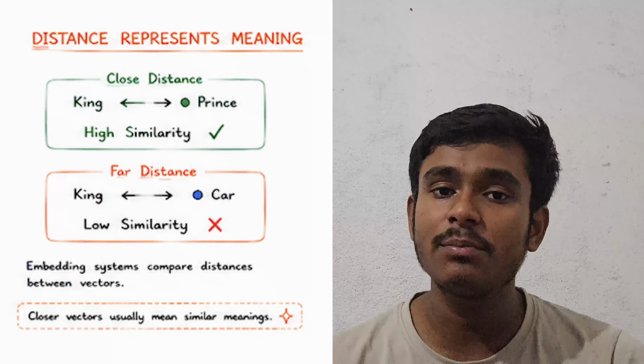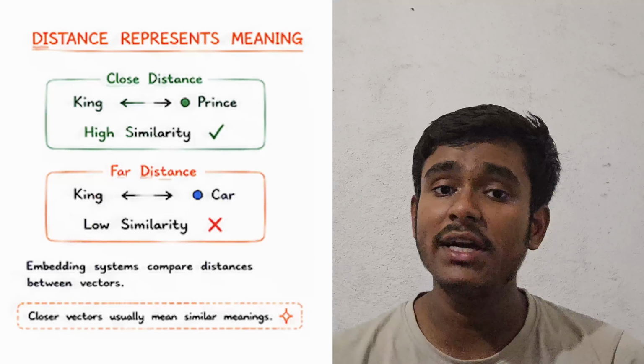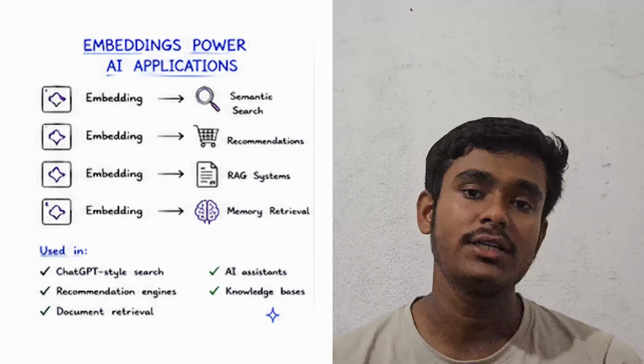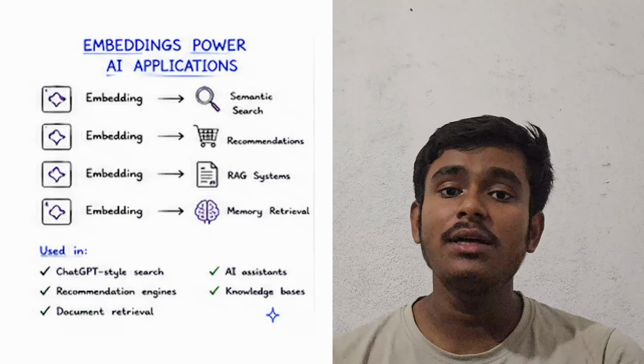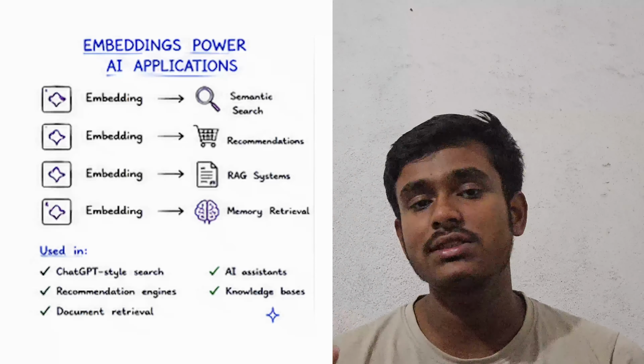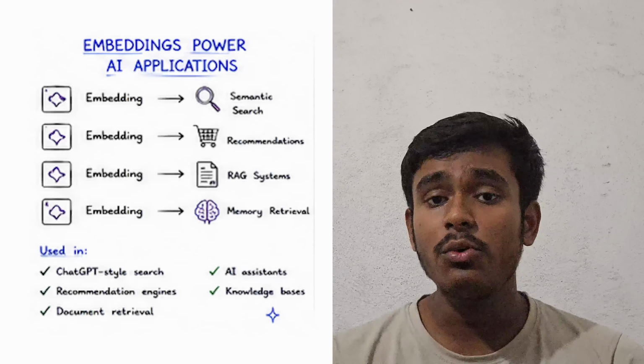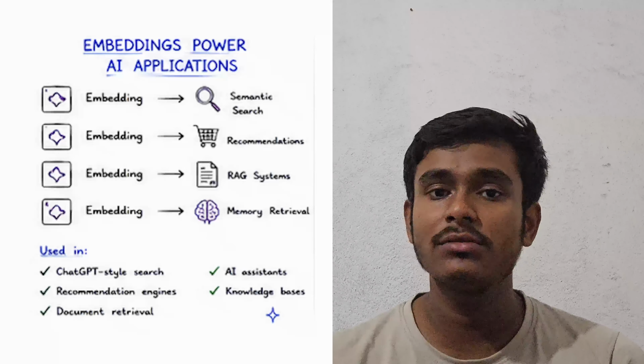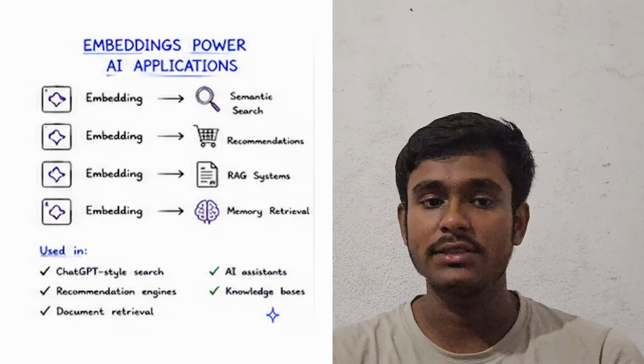This is the foundation behind search engines, recommendation systems, which we generally use in Amazon or any other e-commerce websites, the RAG pipelines, and the memory systems, like anything you ask from a large language model. How does it understand the meaning behind the question you asked? Using the same principles of embeddings.